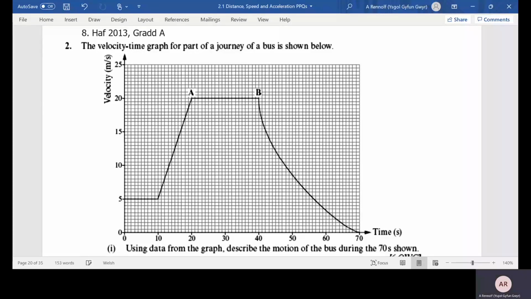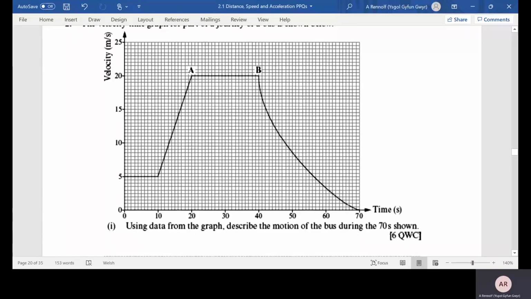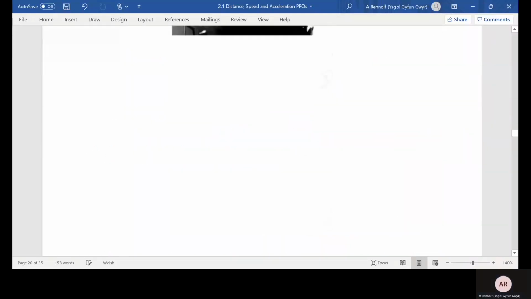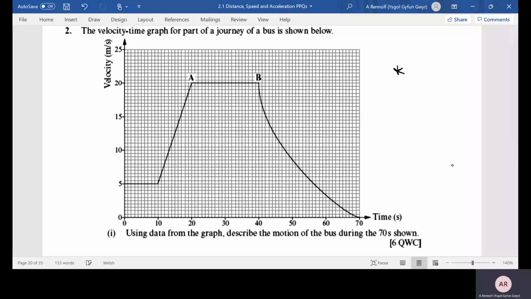Okay, so again, we're starting here with a 6 marker asking us to describe the motion of the bus during the 70 seconds that we've got it shown there. So, reminder, how do we set these out? We start off every sentence talking about the time. Then we say what happens. Then we use data and calculations to support our answer.